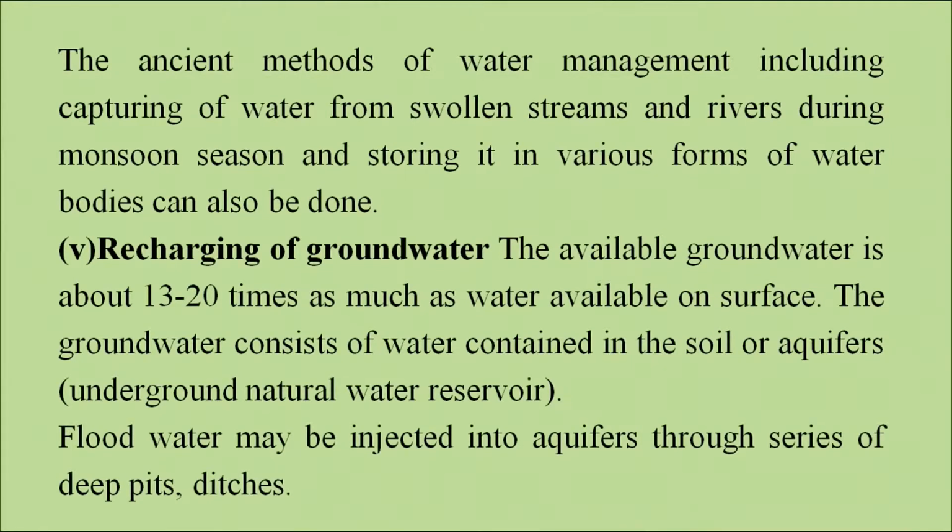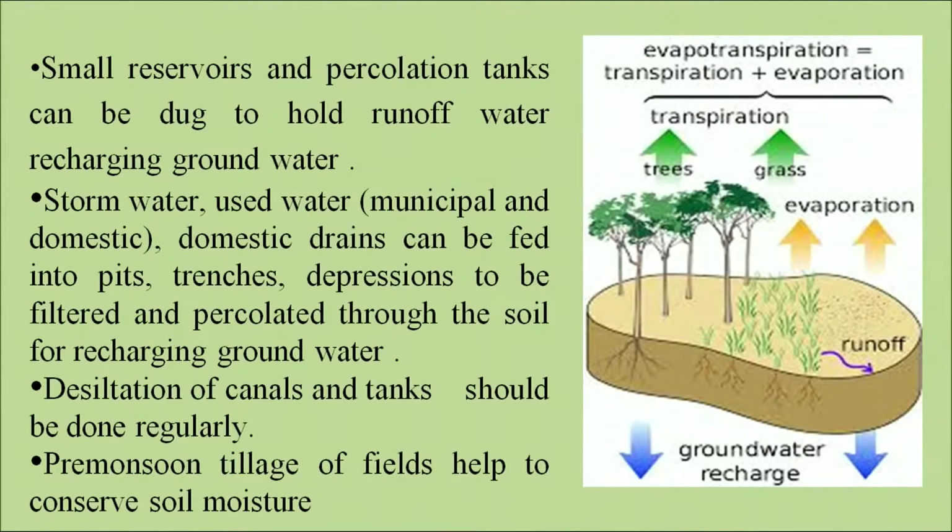Flood water may be injected into the aquifers through a series of deep pits or ditches. Small reservoirs and percolation tanks can be dug to hold the runoff water, recharging the groundwater. The stormwater and used water, that is the municipal and domestic wastewater, can be fed into pits, trenches and depressions to be filtered and percolated through the soil for recharging the groundwater. Desiltation of canals and tanks should be done regularly, which also allows faster percolation, and pre-monsoon tillage of the crop fields helps in conserving soil moisture.